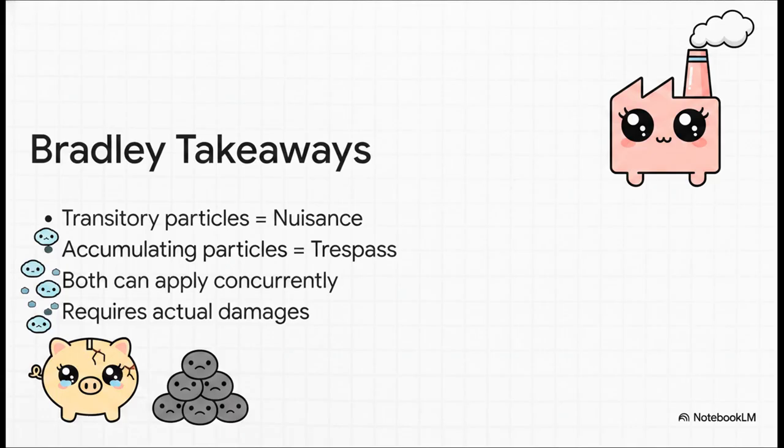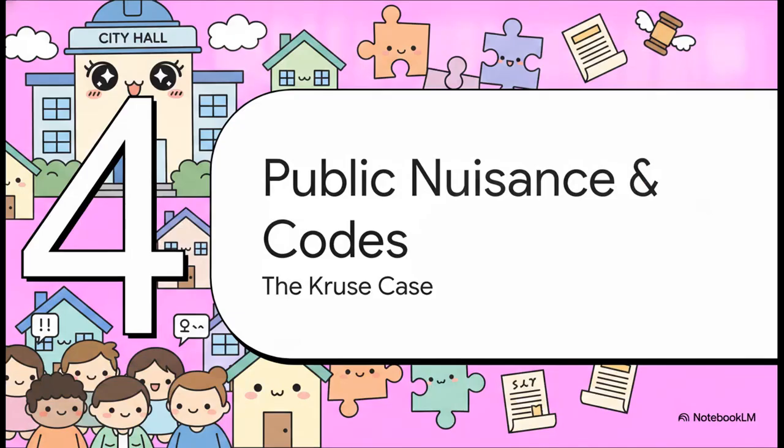However, and this is a big however, to prevent every single landowner within 100 miles of any factory from suing, the court established a strict rule. You must be able to prove actual and substantial damages to your property. Up next, Section 4, Public Nuisance and City Ordinances in the Cruz case.